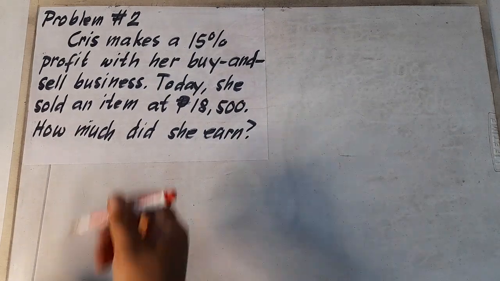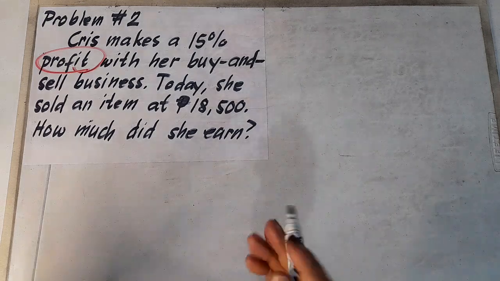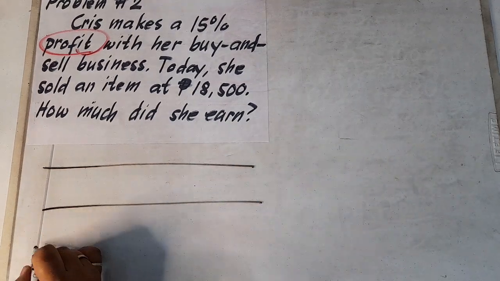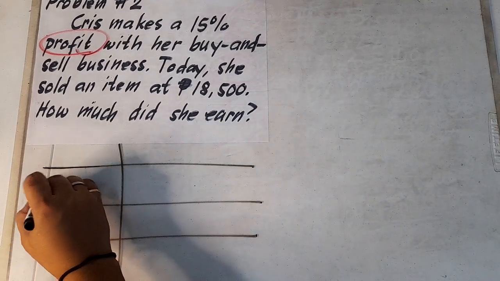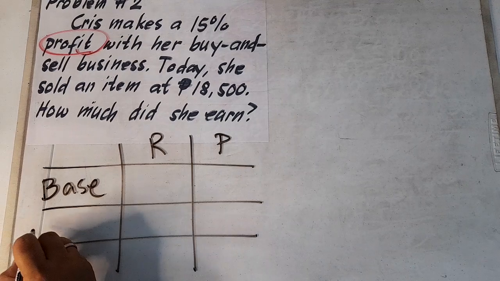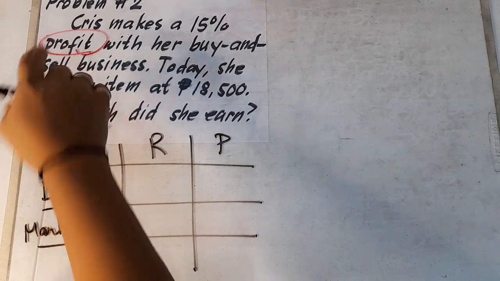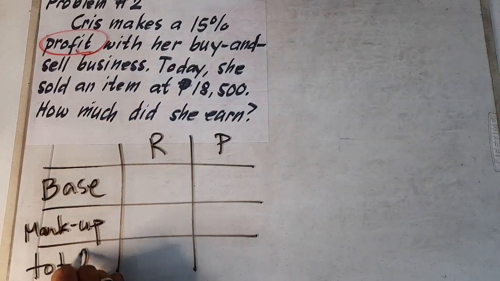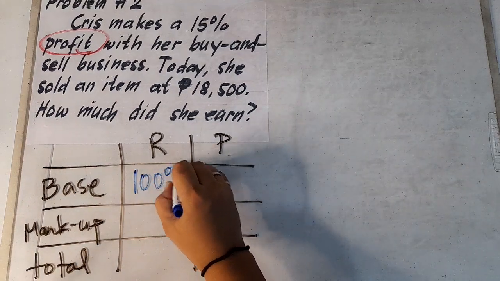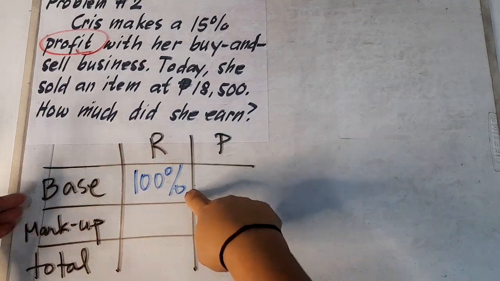And aside from that, we also have the word profit. Okay? So, let's proceed to our table of values. Taas lang natin ng konti. Make room for our table. Okay? So, we have here the base, and then rate, and then percentage. Here, we have markup. Dahil may salita na tayong profit doon. And then, we have total. Again, sa table natin, we have 100%. Available yan lagi. Okay? Base rate is always 100%.